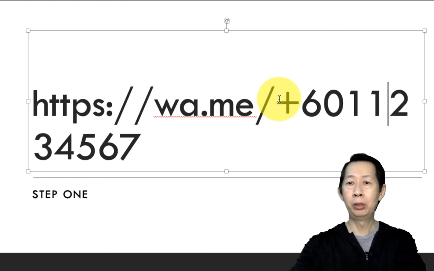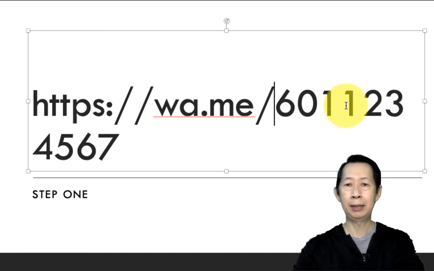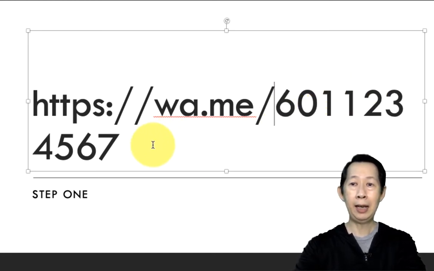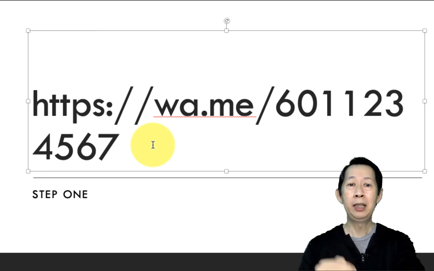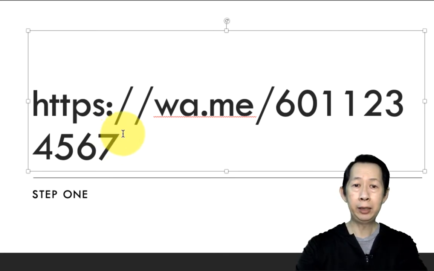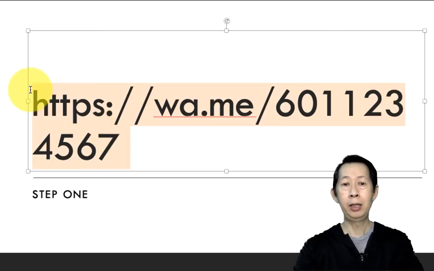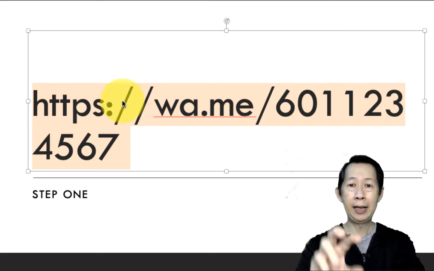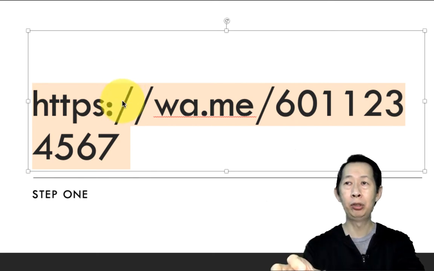So just put in all numbers, take away the plus sign and all this, and then if you copy this link, you can paste it into your Facebook post, and when people click on that link, they will automatically go inside their WhatsApp and then they can message you.